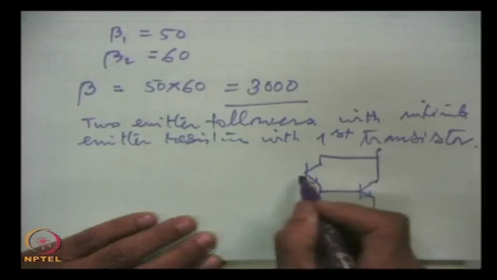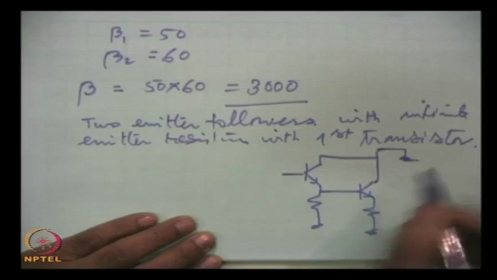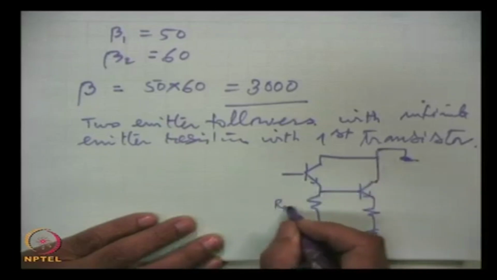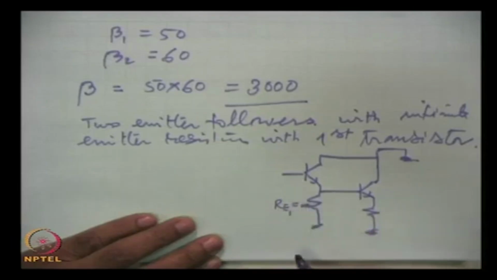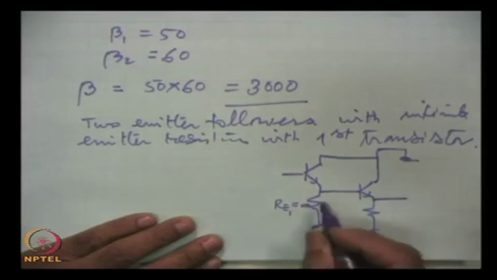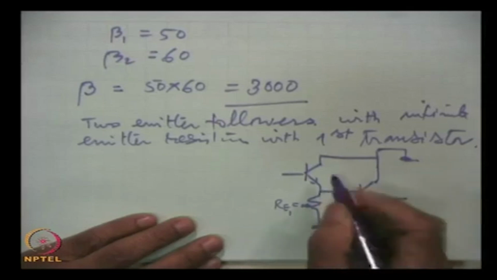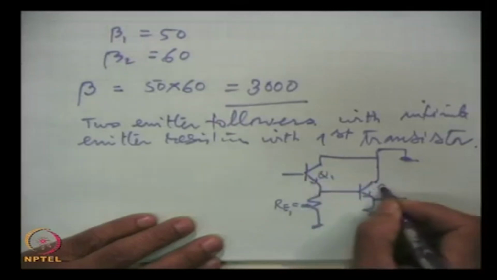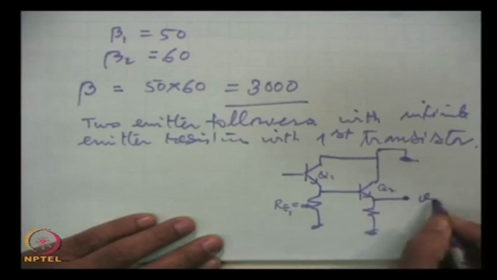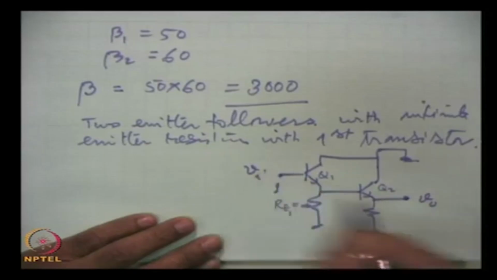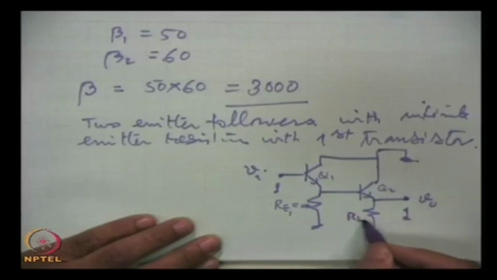For AC purposes we ground this, otherwise we would have to provide biasing. And this is what we said: this RE1 is infinitely high and this is the load. This is an emitter follower, we are connecting the output from the emitter to the next stage. This is Q1, this is Q2. We are taking the output here and giving the input here with respect to ground, and the output is also taken with respect to ground, and this is RL.